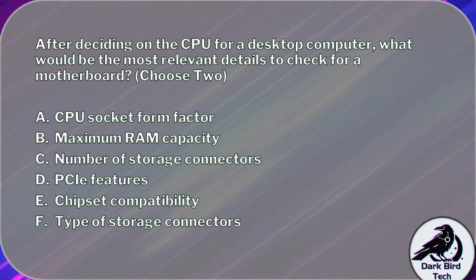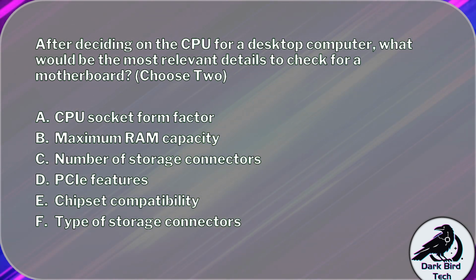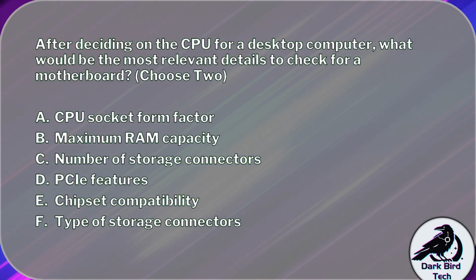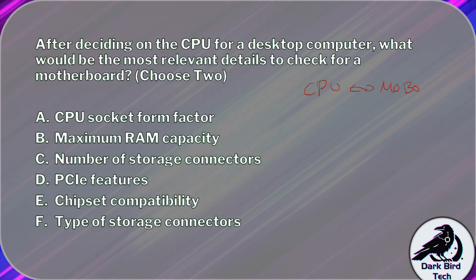We've got the CPU socket form factor, the maximum RAM capacity, number of storage connectors, the PCIe features, like the number of connectors and the number of lanes, the chipset compatibility, and the type of storage connectors available. Now, all of these 6 options are valid things we would care about on our motherboard. But what we're looking at are the things that matter the most for the CPU and motherboard compatibility. So we're looking at CPU, motherboard compatibility.